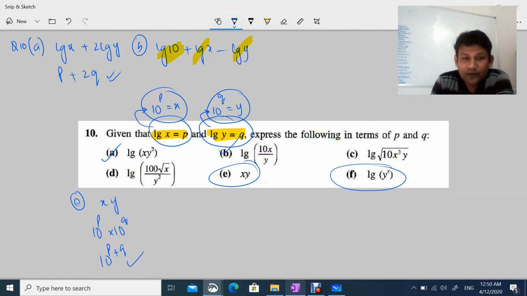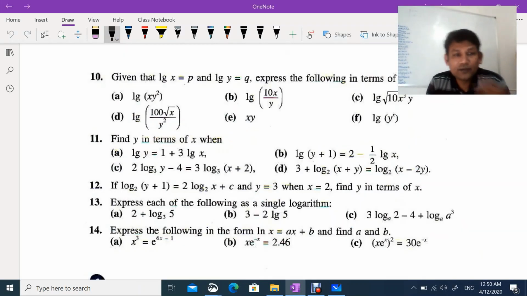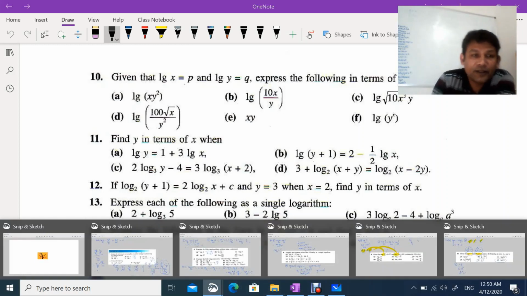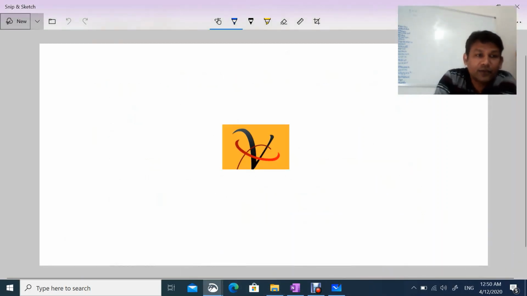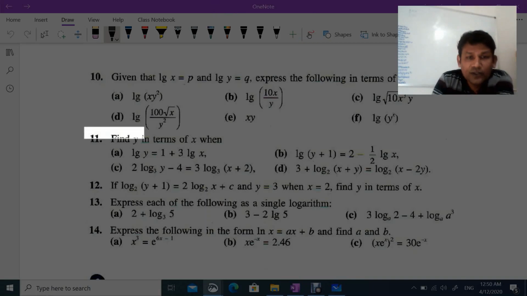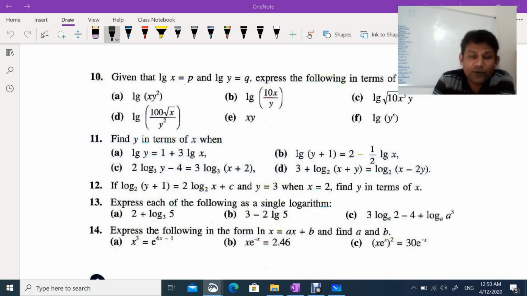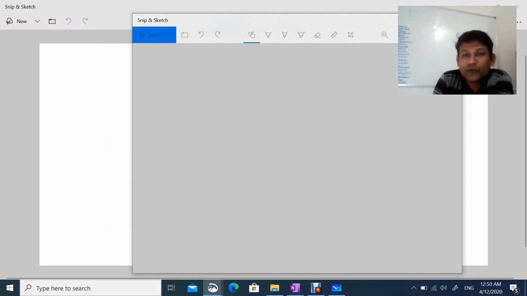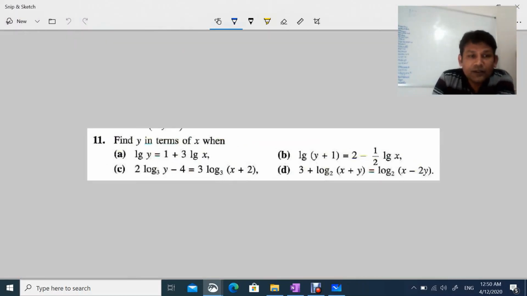Okay, moving to this part. I'm doing question 11 because this will support us in exercise 3.6, and I want to do 3.6 and the past papers as soon as possible. Find y in terms of x. y is the subject. lg, the same thing we have done in the last exercise.